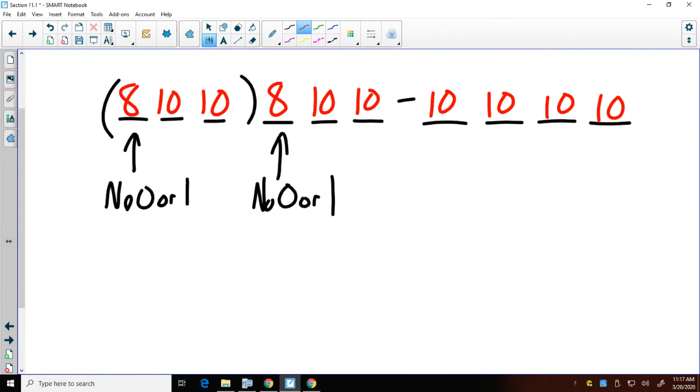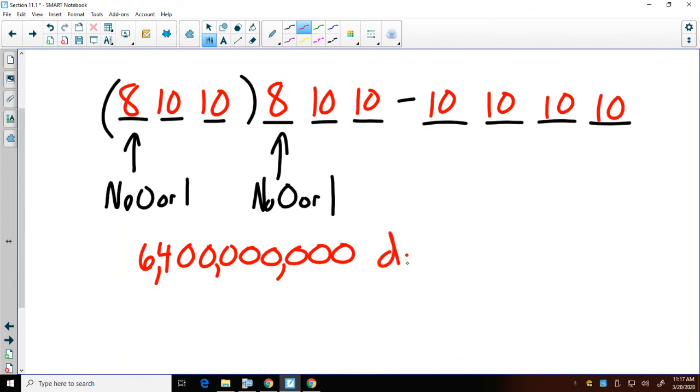1, 2, 3, 4, enter. So the number of telephone numbers that are possible is 640. Let me count up the zeros. 1, 2, 3, 4, 5, 6, 7, 8. So that's 6,400,000,000 different phone numbers.